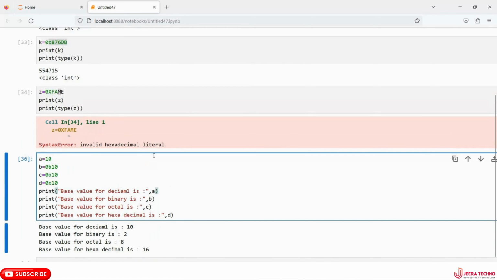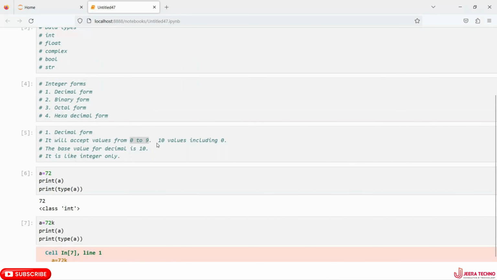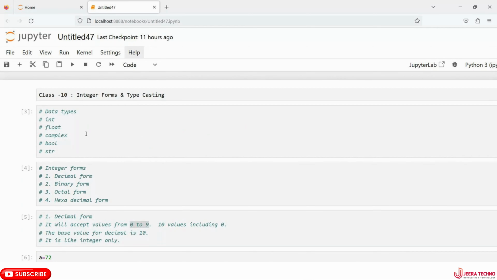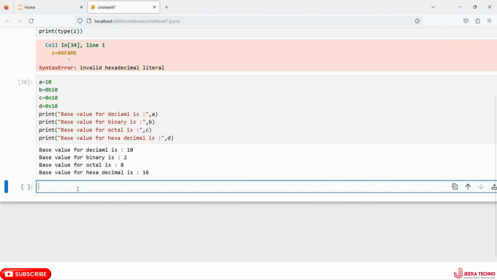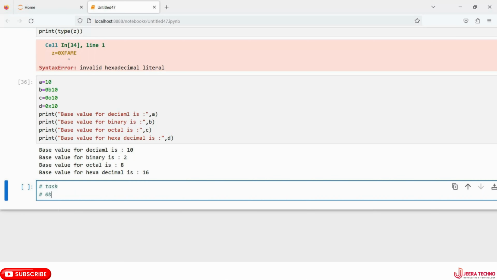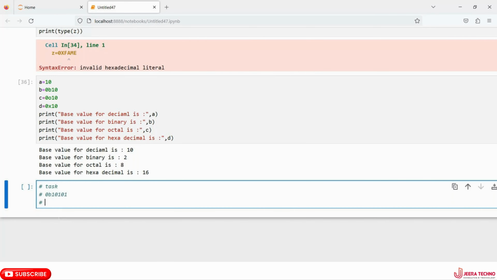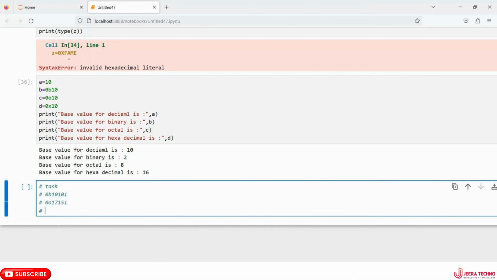So this is how you can do calculations related to the integer forms. So we have 4 types of form: decimal form, binary form, octal form, hexadecimal form. Okay, so some task you can write if you want. Let's suppose now 0B, like the value, 0O, and 0x. You can take a hexadecimal value.